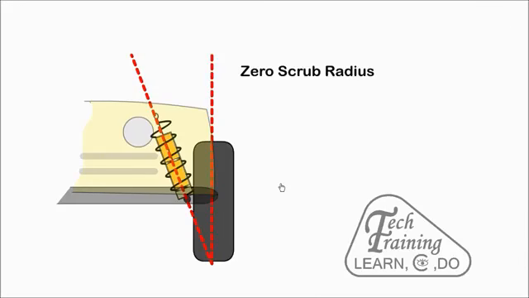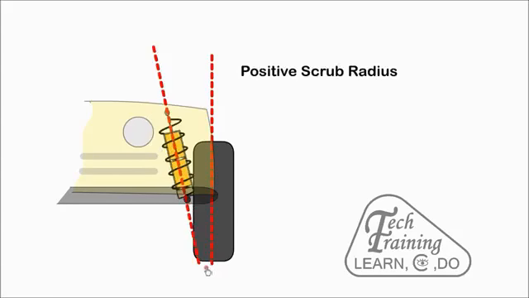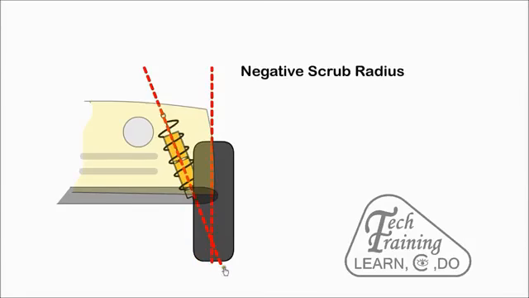Scrub radius is the distance between the steering axis road contact point and the center of the wheel. When both meet at the same point, it is called zero scrub. When the steering axis point is towards the inside of the wheel, it is called positive scrub radius. Braking force on this wheel will tend to turn it outwards. When the steering axis point is towards the outside of the wheel, it is called negative scrub radius. Braking force on this wheel will tend to turn it in.